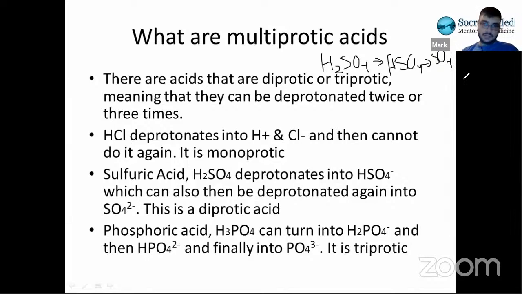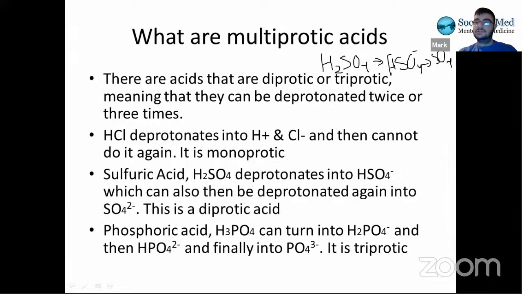They go straight from protonated to deprotonated. One H, that's it. They have only one protic event because they only have one H. But there are acids that are diprotic or triprotic, meaning they can be deprotonated 2 or 3 times. For example, H2SO4 has 2 H's and can be deprotonated both times because it can lose both H's.